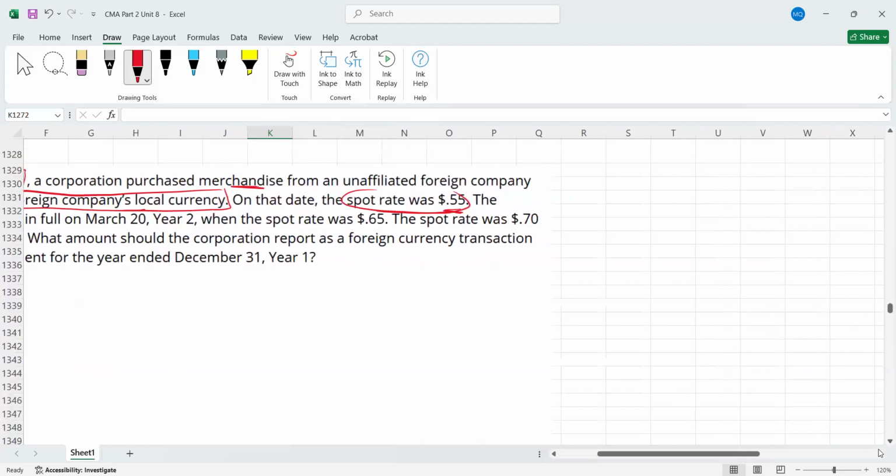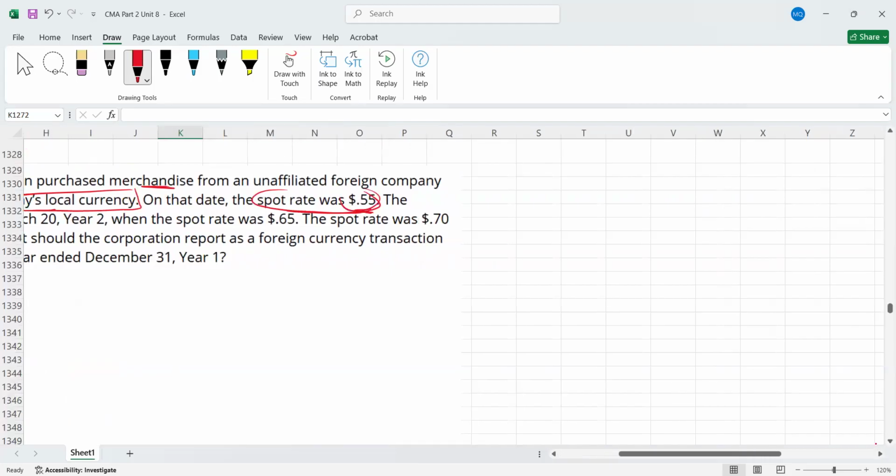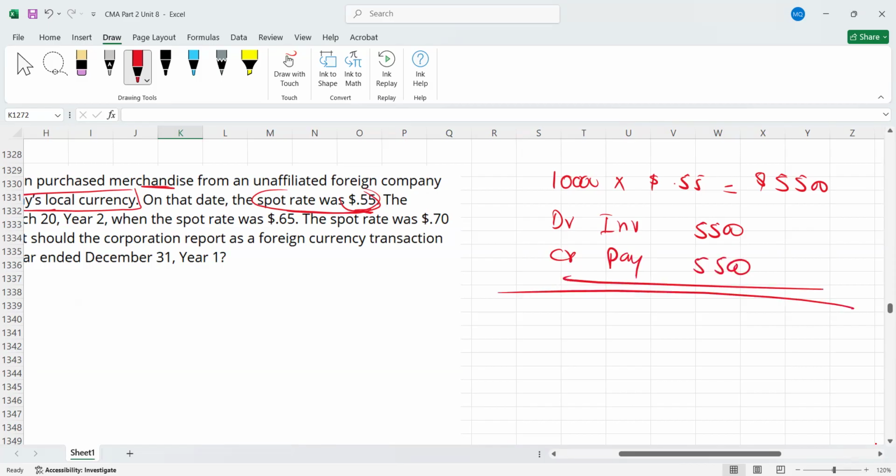The rate is 0.55. So first, we have 10,000 of foreign currency. Multiply by the rate, 0.55. If you multiply, it is going to be $5,500. Right or wrong? So you should pass the entry: debit inventory 5,500 and credit payables 5,500. This is the entry you will pass at September 22 year one.